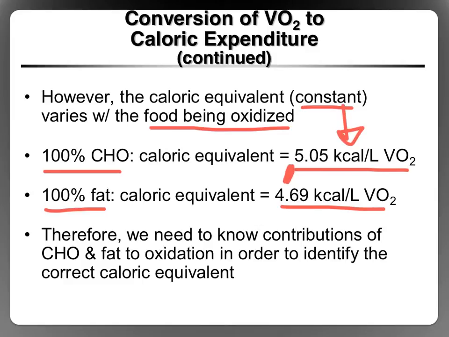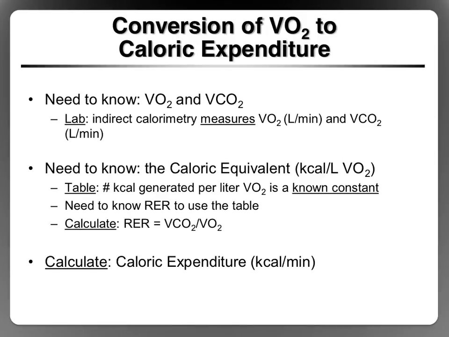Okay? So in order to be able to figure out their caloric equivalent, we need to know what fuels they're using. We need to know the contributions of carbohydrate and fat to oxidation. And we've already talked about this in class. This is where we use RER. Okay, so you need to know RER in order to use the table in order to determine the caloric equivalent, the correct constant. And we've talked about in class how to calculate RER.